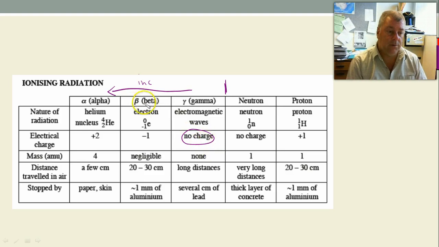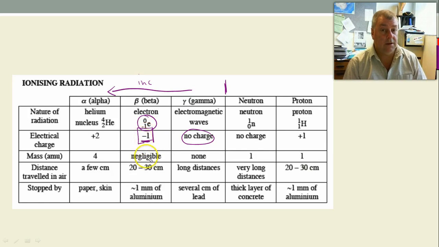Now, the beta particle is your middle ionizer because even though it's small, so it's only an electron, it has a charge, and that charge means that it's actually repulsive to other electrons. So if it gets close enough to other electrons that are actually in orbitals around a nucleus, it can cause them to be repelled.